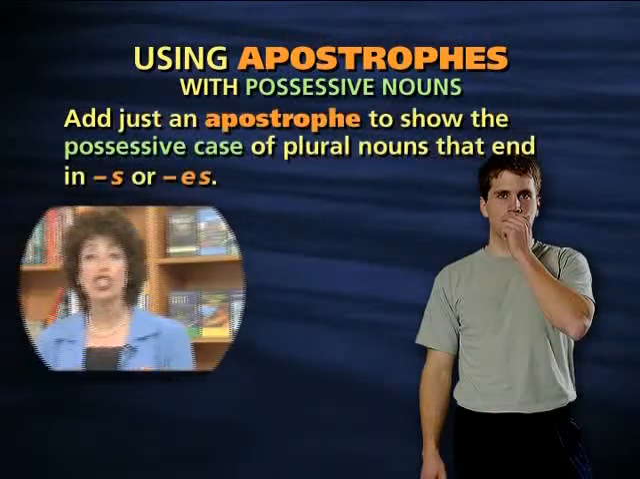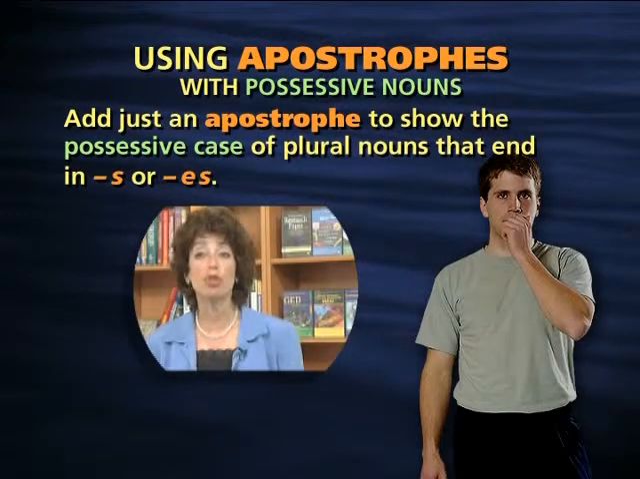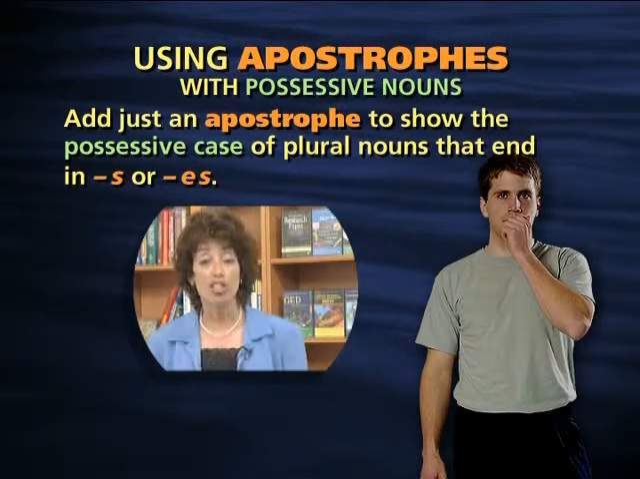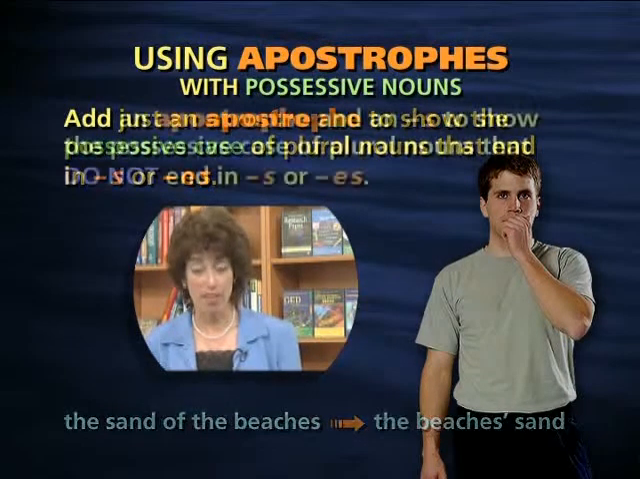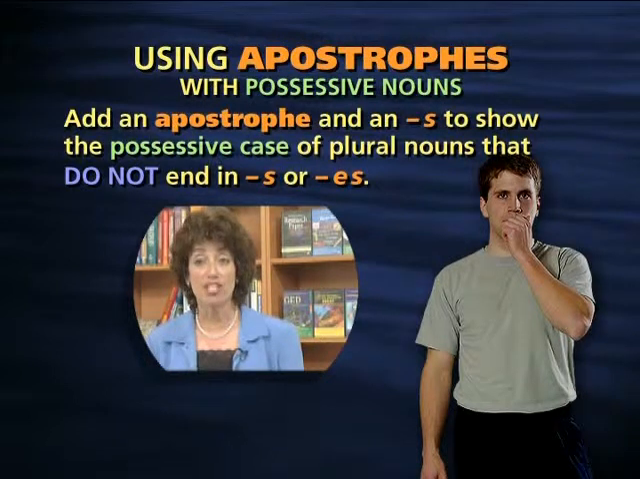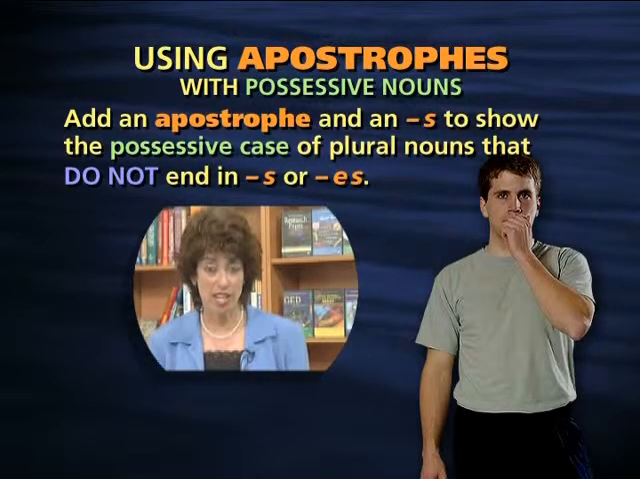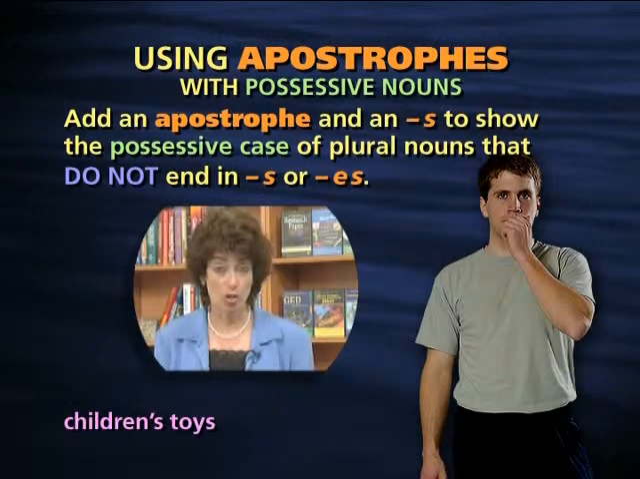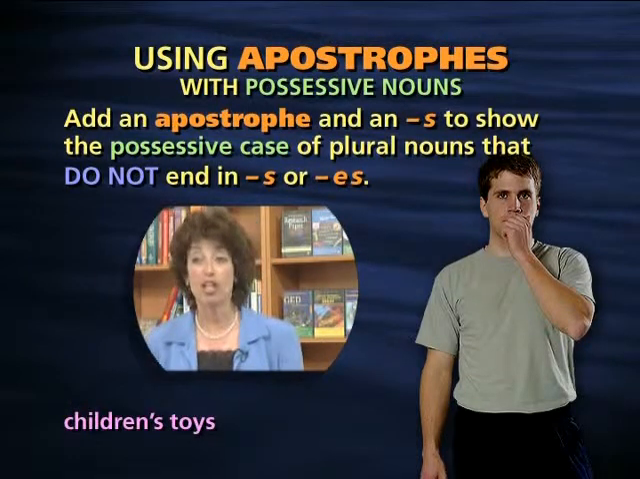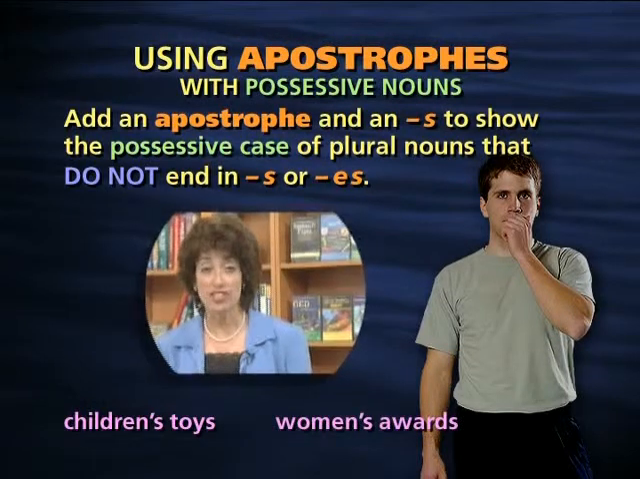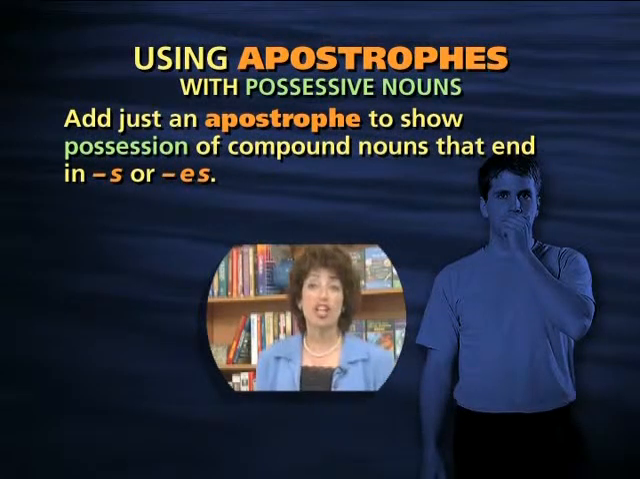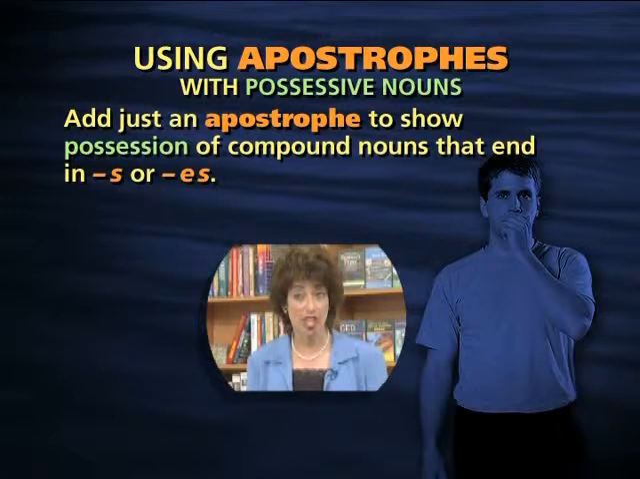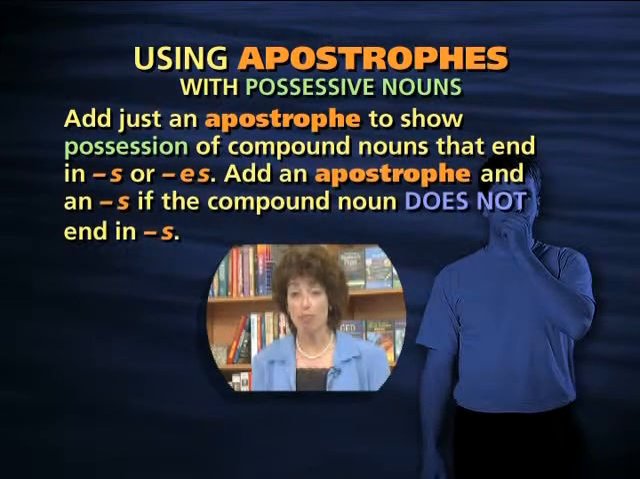Number 2, add just an apostrophe to show the possessive case of plural nouns that end in S or ES. So the sand of the beaches is the beaches' sand. Beaches, apostrophe. Add an apostrophe and an S to show the possessive case of plural nouns that do not end in S or ES. Children's toys, children is plural, the singular is child. Women's awards, plural, the singular is woman. Add just an apostrophe to show possession of compound nouns that end in S or ES. Add an apostrophe and an S if the compound noun does not end in S.